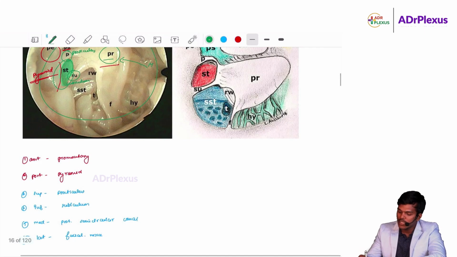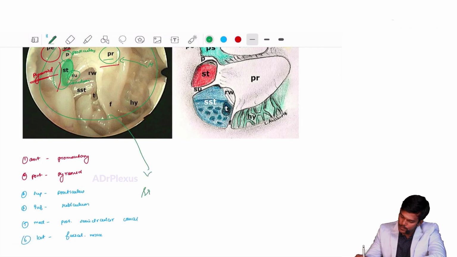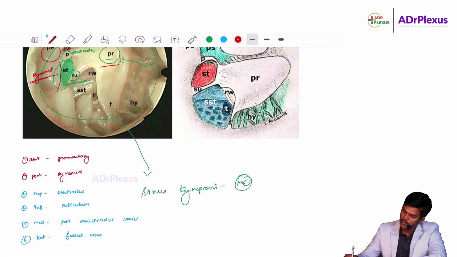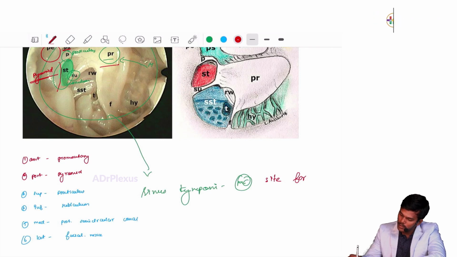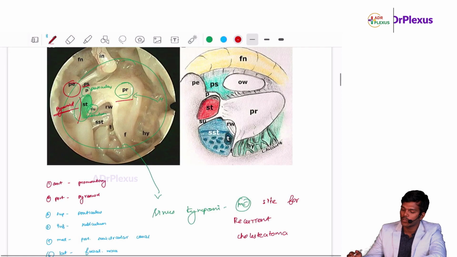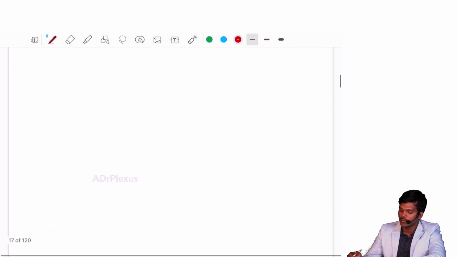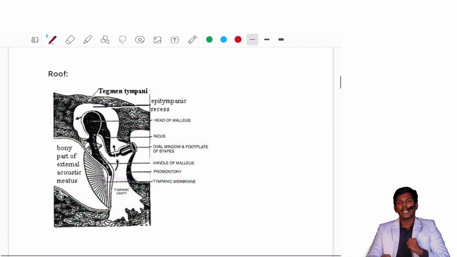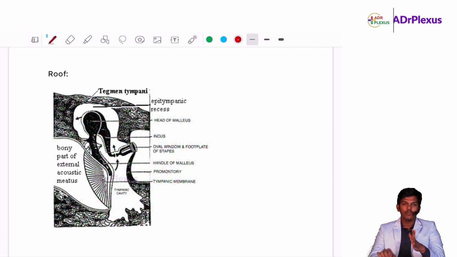So even if you do a surgery, the sinus tympani is the most common site for recurrent cholesteatoma. Okay, got it? Yes, this is the most common site for recurrent cholesteatoma. Yes. So we have done the posterior wall and medial wall, which are the most important walls.